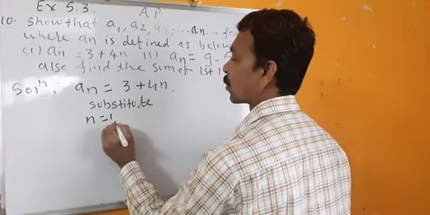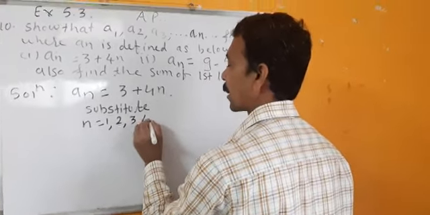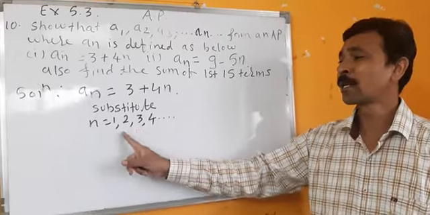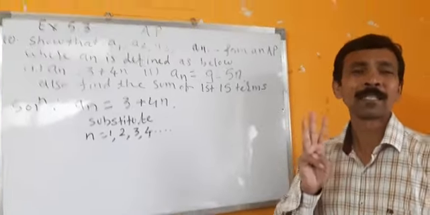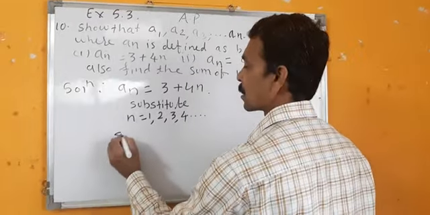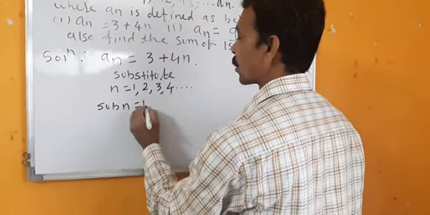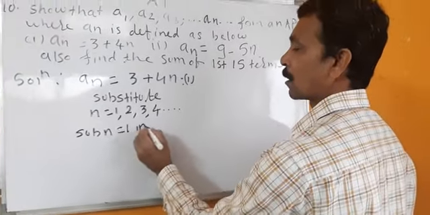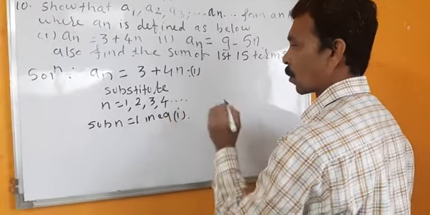Substitute N equal to 1, 2, 3, 4 and so on. But we will put only 1, 2 and 3. Three terms are sufficient to form an AP. I will write here now. Substitute N equal to 1. Let's call this equation number 1. N equal to 1 in equation number 1.